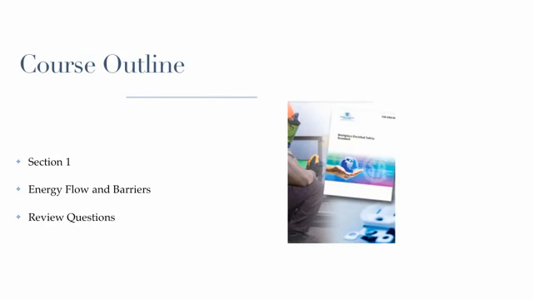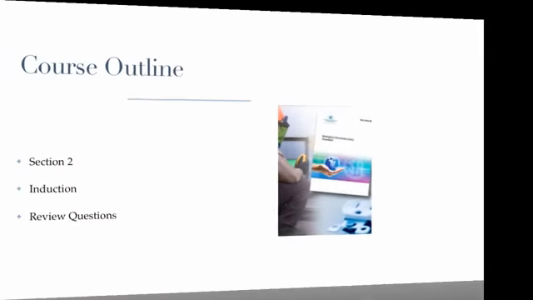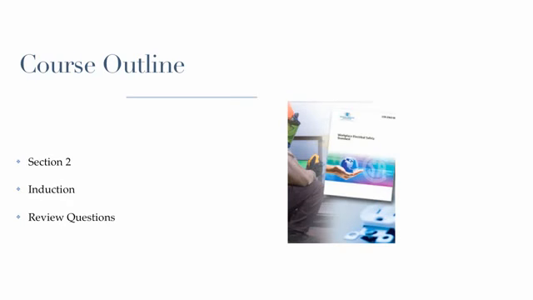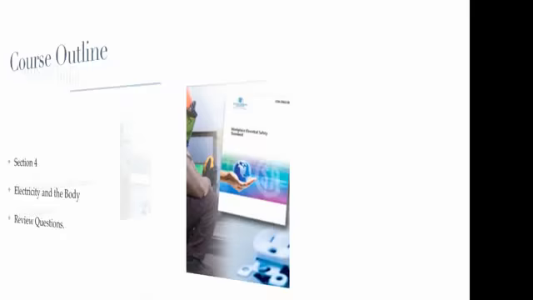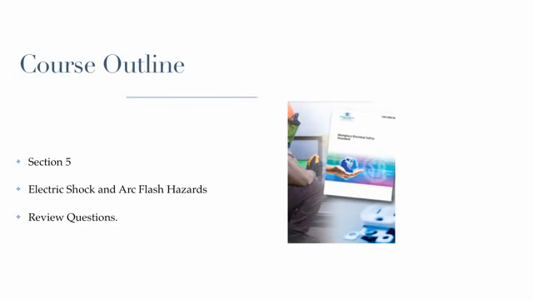In Section 1, we will look at energy flow and barriers. In Section 2, the effects of electrical induction. In Section 3, the dangers of step and touch potential. In Section 4, the effects of electricity on the human body. In Section 5, electrical shock and arc flash hazards.